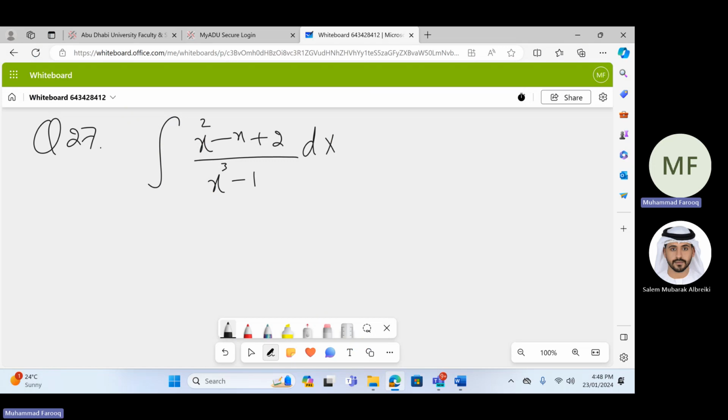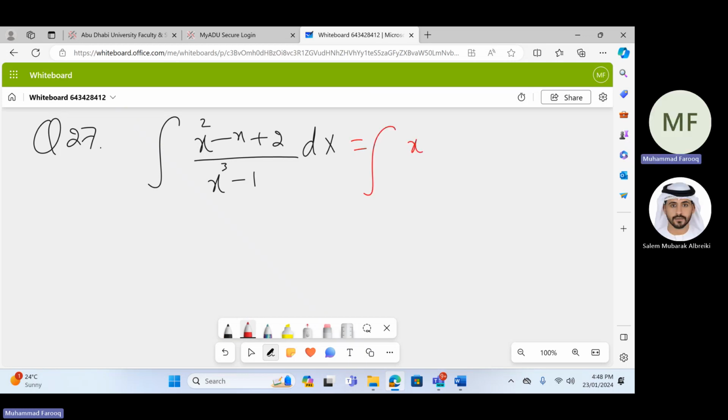Now, first of all, please, what do we do? Factorize the denominator. When you factorize the denominator, x cubed minus 1 becomes x minus 1 times x squared plus x plus 1. Now we write the decomposition. You can see one factor is linear, one factor is quadratic. So just forget about integration now, only apply decomposition, please.